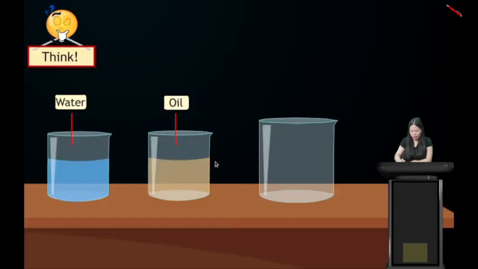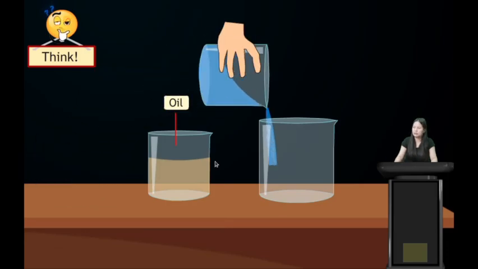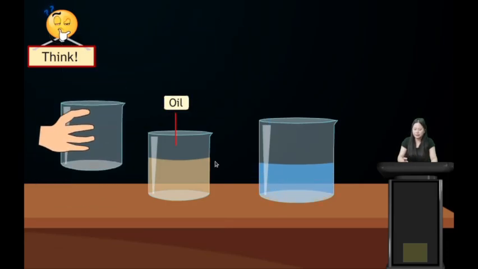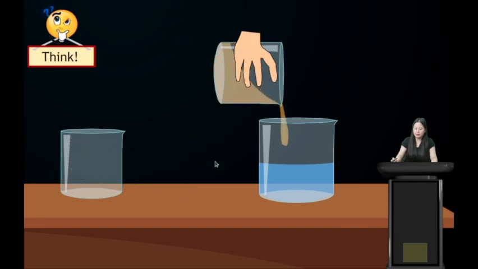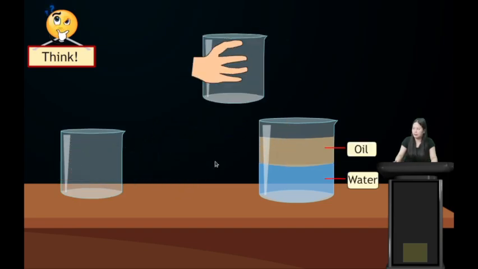Alright students, so coming back to our question, let us see here. Let us do an activity. Take a big, empty beaker. Take another beaker, fill it with oil, and another beaker containing water. Now let us see what happens when we mix water and oil. First pour water into the bigger beaker, then pour the oil into the beaker.